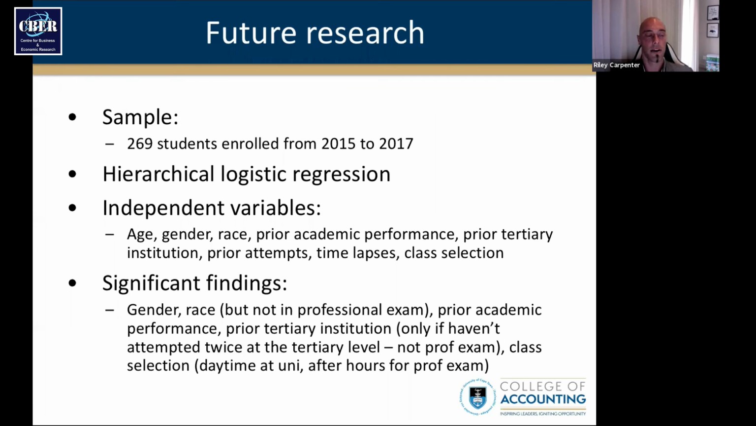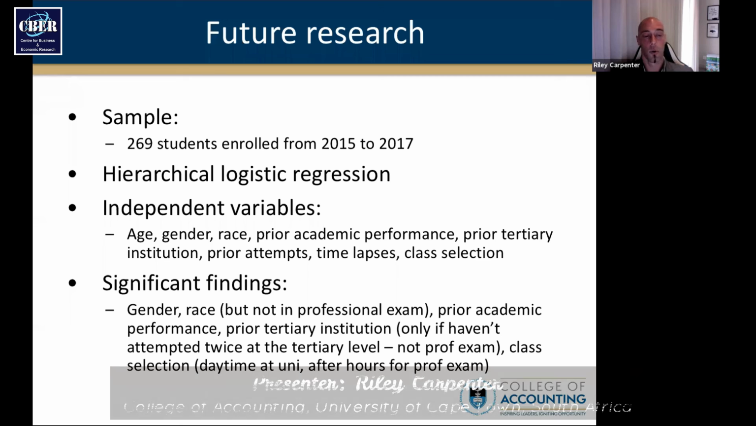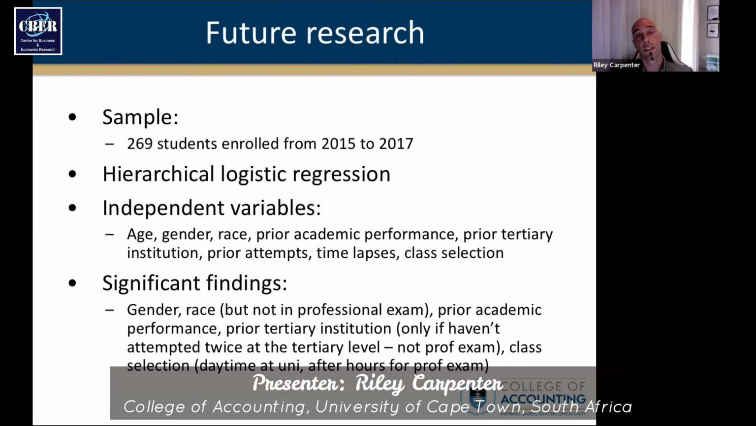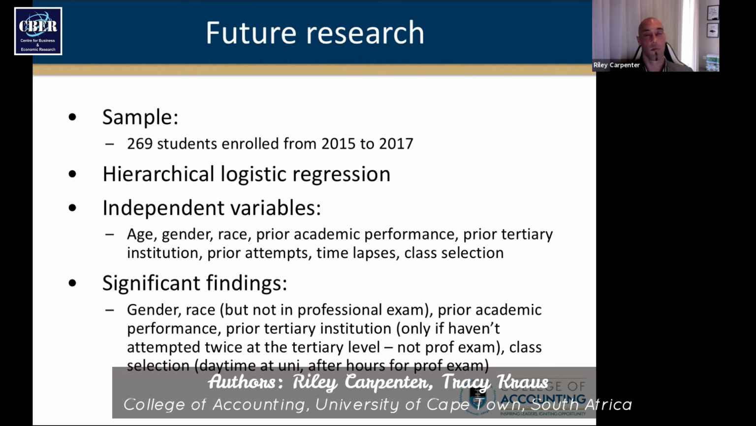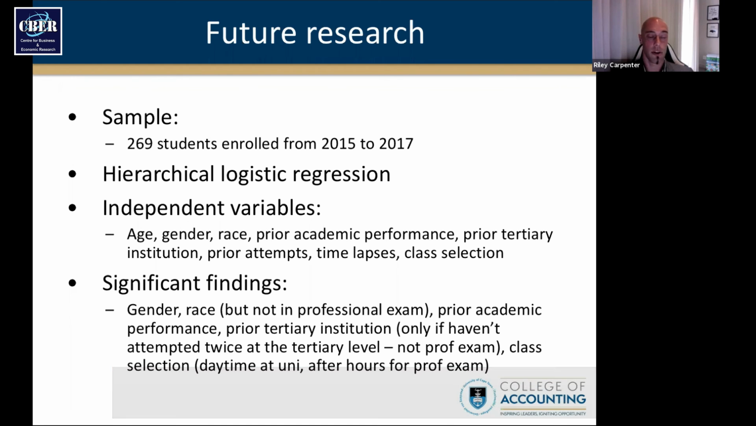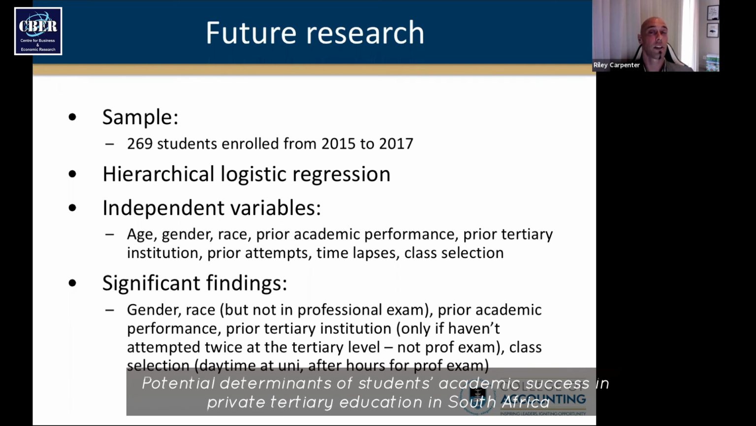And the significant findings were that gender was significant, race, but not when writing the first professional accounting exam, prior academic performance, prior tertiary institution. That was only important if you didn't attempt the program twice and it wasn't for the professional accounting exam. And class selection was also statistically significant if you were looking at performance at the university.